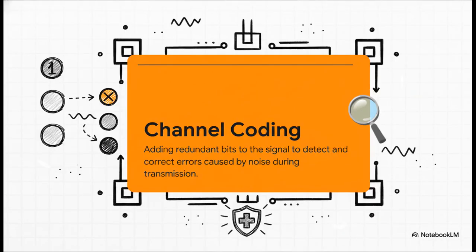But what about random damage? What if some stray noise flips a 1 to a 0 by mistake? That's where channel coding comes in. This is like giving our message its very own first aid kit. By adding some clever extra bits, some redundant information, we give the receiver the power to spot errors and, in many cases, even fix them on the spot.